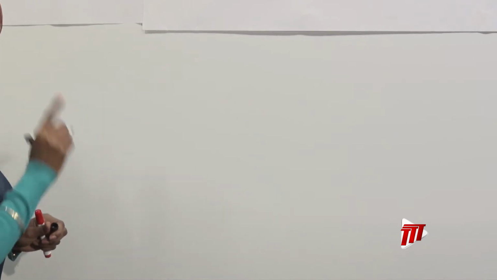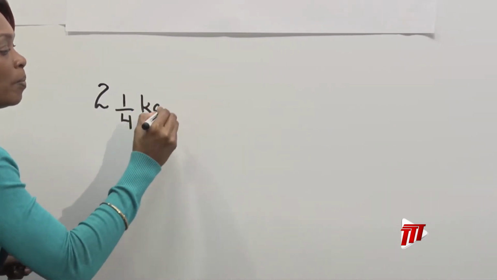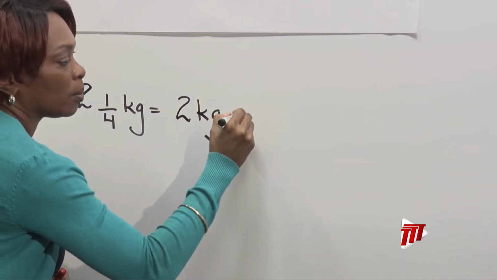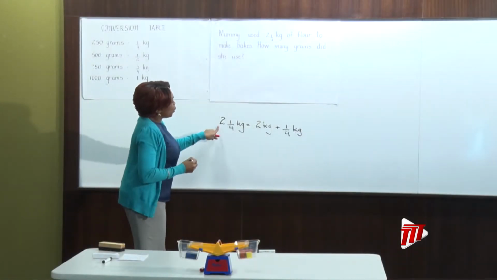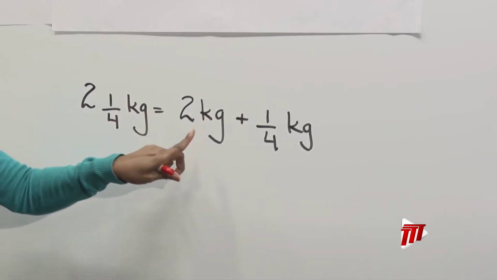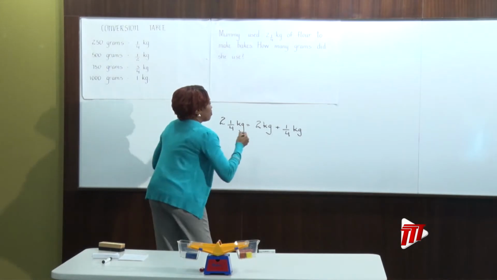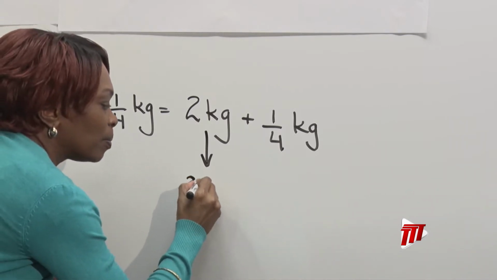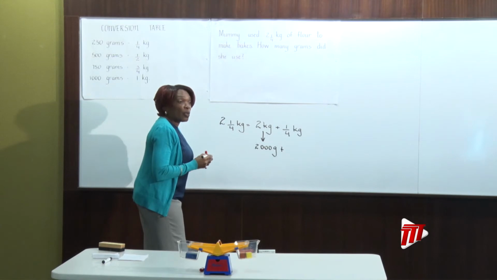Let's put that information down now. I'm going to write down the information that is given. I am going to break this down. Are you seeing what I did? 2 1/4 kilograms is equal to 2 kilograms plus 1/4 kilogram. Now we can go further. What did I say before? The 2 kilograms is equal to what? 2,000 grams. So let's write that down. And we are adding what? Are you going to bring down the 1/4?